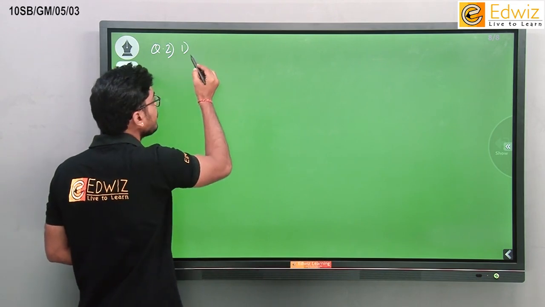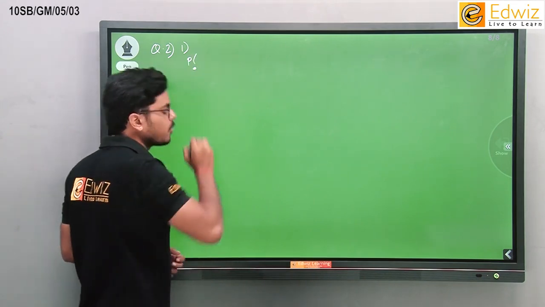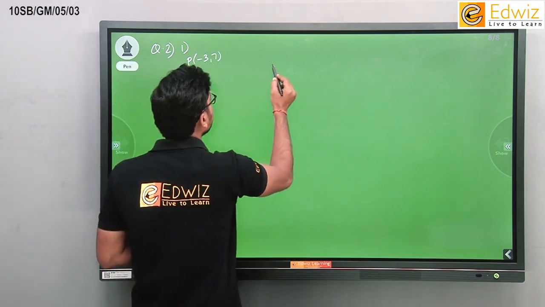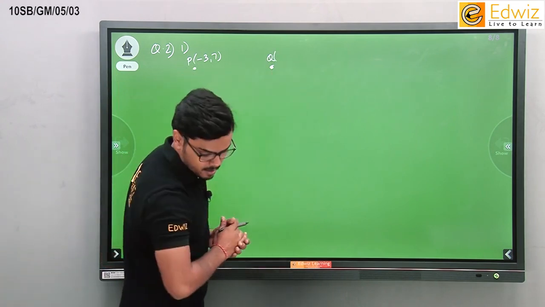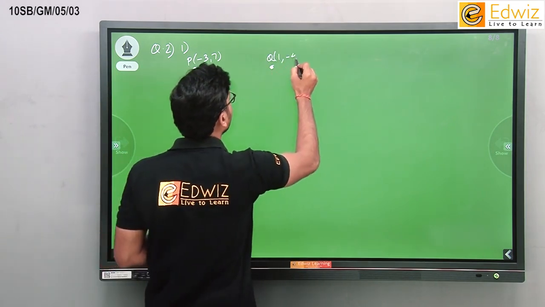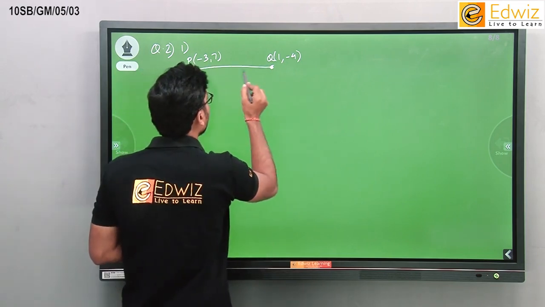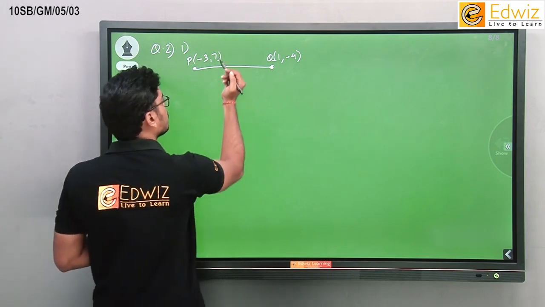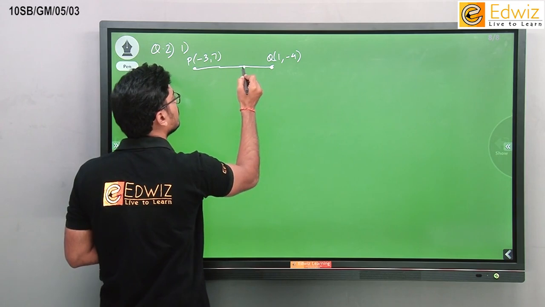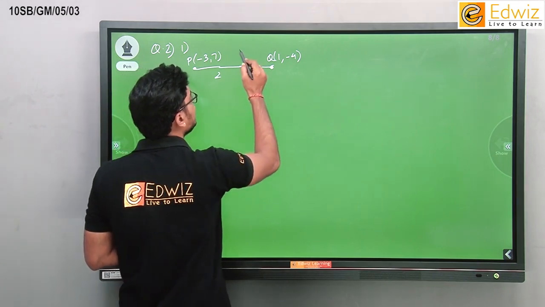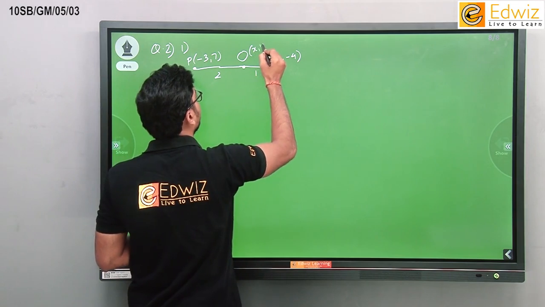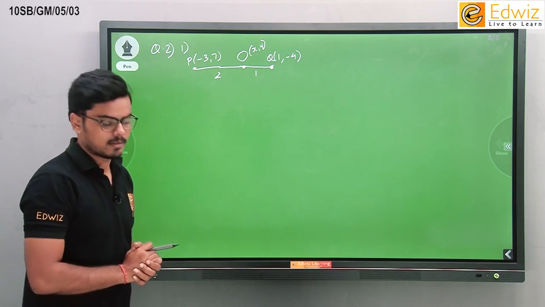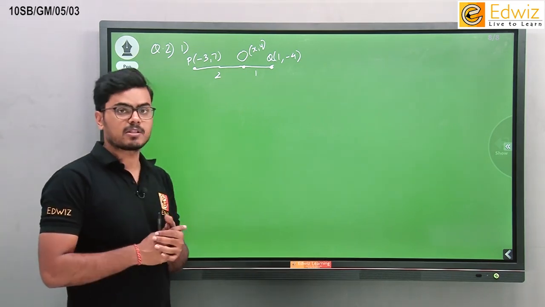Question number 2 का first one. The point P is given to us. Point P is (-3, 7) and point Q is (1, -4). Okay, and there is a point of section dividing the line joining these 2 points in 2:1 ratio. So this part is larger. 2:1 ratio. Suppose this point is point O, x, y. Okay, so a is to b ratio given है 2:1. ठीक है, so same तरीके से solve करना है जैसे first question solve किया.